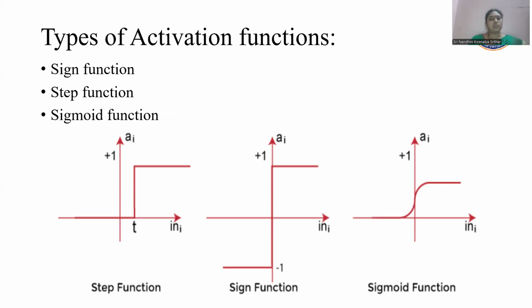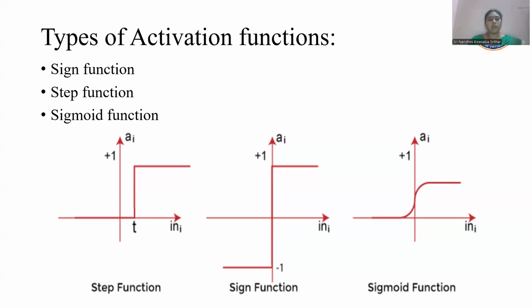And here we are going to see the types of activation function. Here we have three main activation functions. The first one is the sign function, then the step function, and the third one is the sigmoid function. In the step function, the input is from 0 up to 1. Here we have input and output. So the starting value is 0 and the higher value is 1. Then in the sign function, we get the starting value from -1 and the ending value as +1.